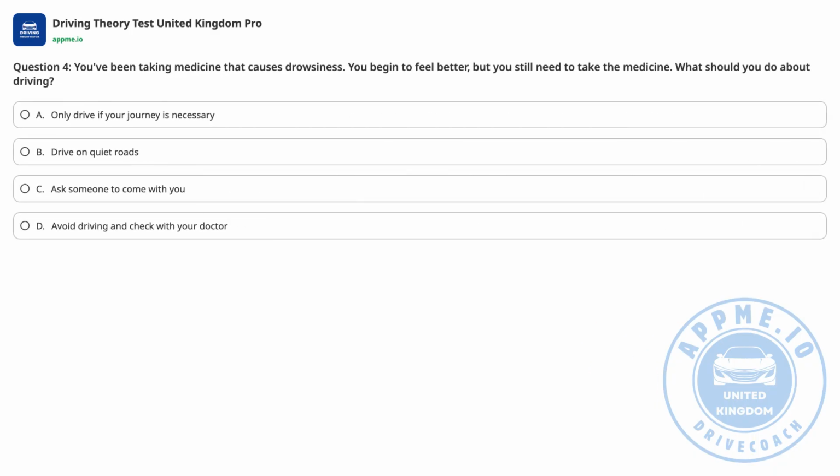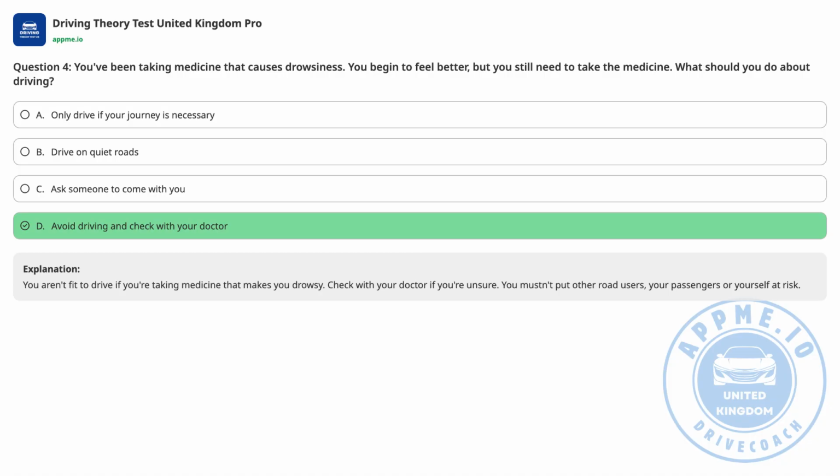Question 4. You've been taking medicine that causes drowsiness. You begin to feel better, but you still need to take the medicine. What should you do about driving? A. Only drive if your journey is necessary. B. Drive on quiet roads. C. Ask someone to come with you. D. Avoid driving and check with your doctor. The correct answer is D.